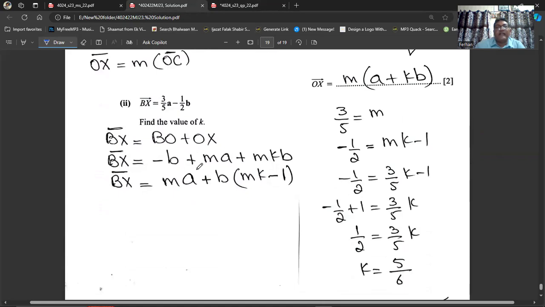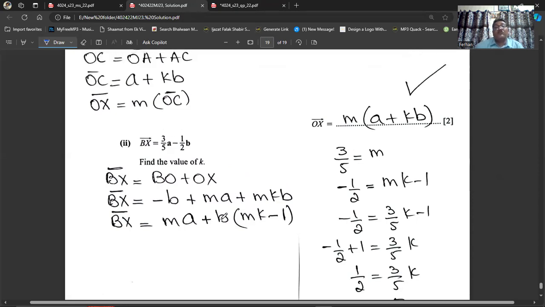So the method we are going to use: BX will be equal to b, go from B to O, from O go to X. So BX will be equal to minus b plus ma plus m times kb. So we have ma plus, take b common from them, so b bracket mk minus 1. Now, because this is BX, and this is also BX, that means their coefficients must be the same. So compare their coefficients. So m will be equal to 3 by 5. The coefficient of b here is minus 1 by 2. The coefficient of b here is mk minus 1.